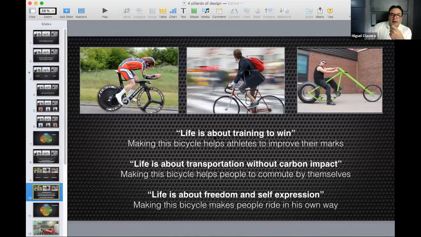Because if we are thinking that life is about training to win, the designer should be thinking about making this bicycle help athletes improve their marks. If life is about transportation without carbon impact, we must think about making this bicycle help people commute by themselves. Or if life is about freedom and self-expression, we must think about making this bicycle let people ride in their own way.